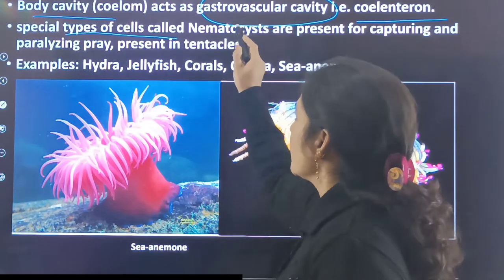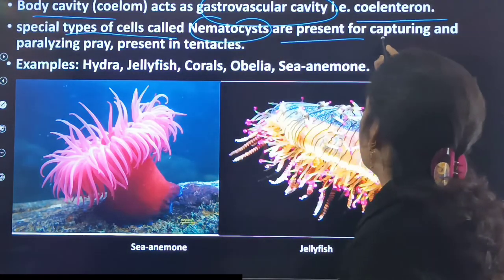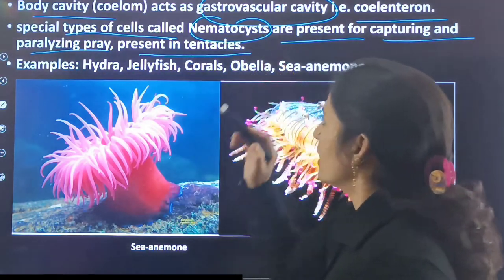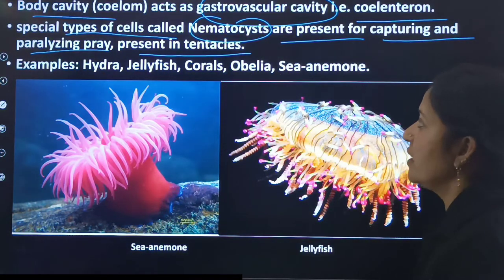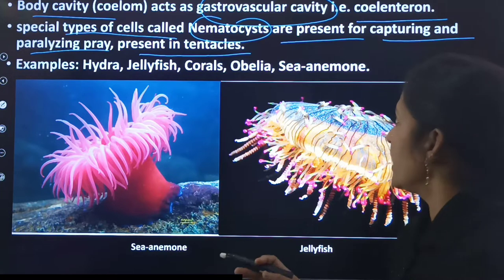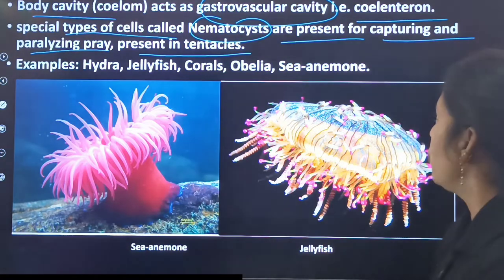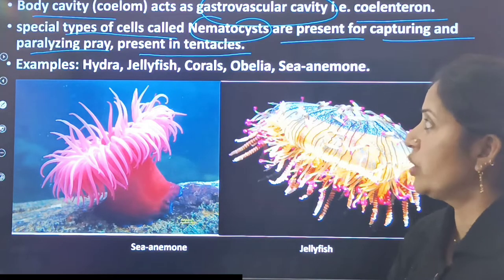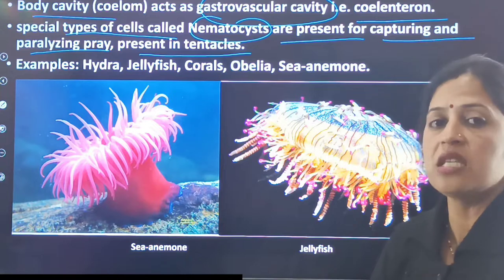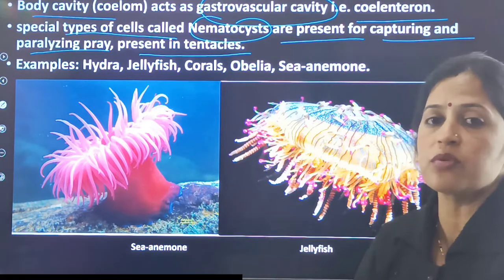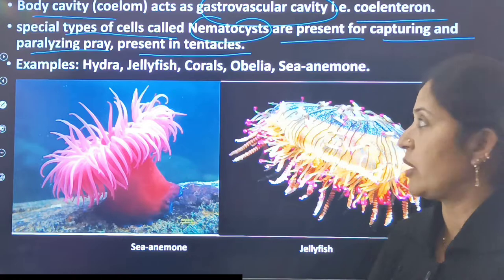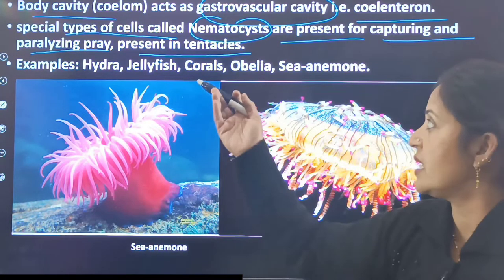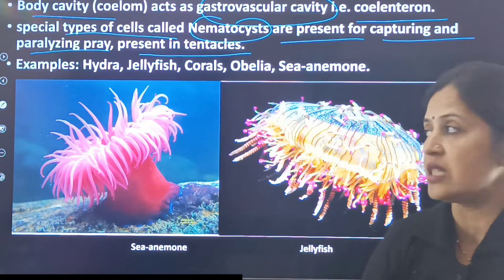Special types of cells called nematocysts are present in the tentacles for capturing and paralyzing the prey. With the help of these tentacles, they are specially used for capturing as well as paralyzing the prey.